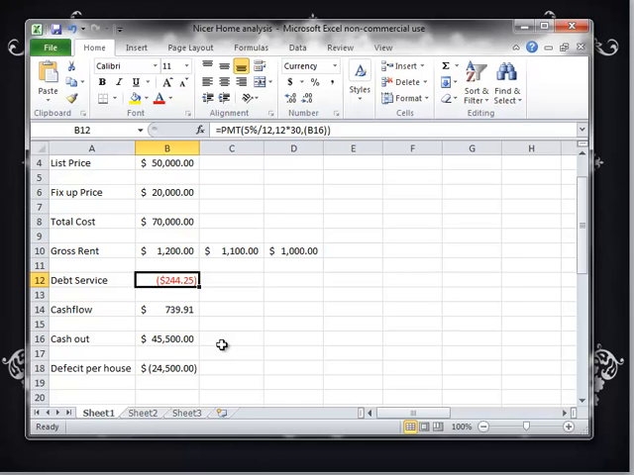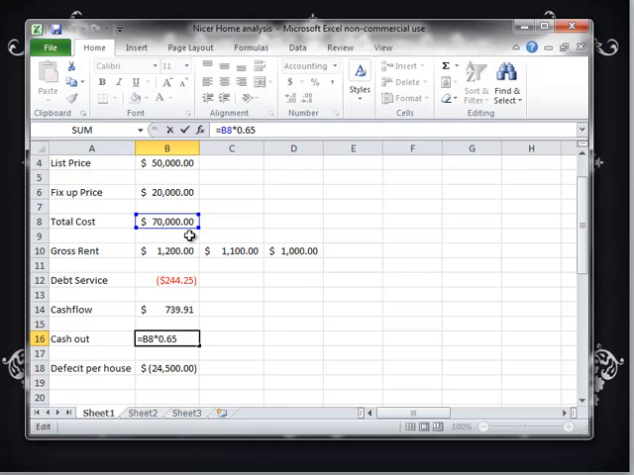For the purposes of this video, we're going to assume that the bank and the appraiser agree with us, and this house is worth $70,000. And you can see that's B8, 70,000 times 0.65.